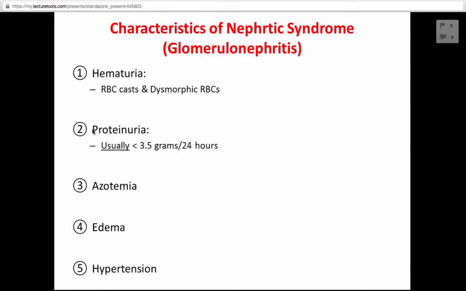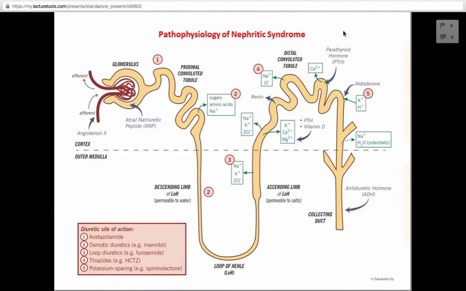There's proteinuria. Now, most of the time you're going to see less than 3.5 grams over 24 hours. I underline usually because there's a one-way overlap between nephritic and nephrotic. Nephritic syndrome can at times have nephrotic range proteinuria, but nephrotic syndrome should never have significant hematuria. Does everybody understand that? Yes. In addition, you're going to see azotemia, edema, and hypertension. So let's talk about why this happens clinically. Anybody want to take this?